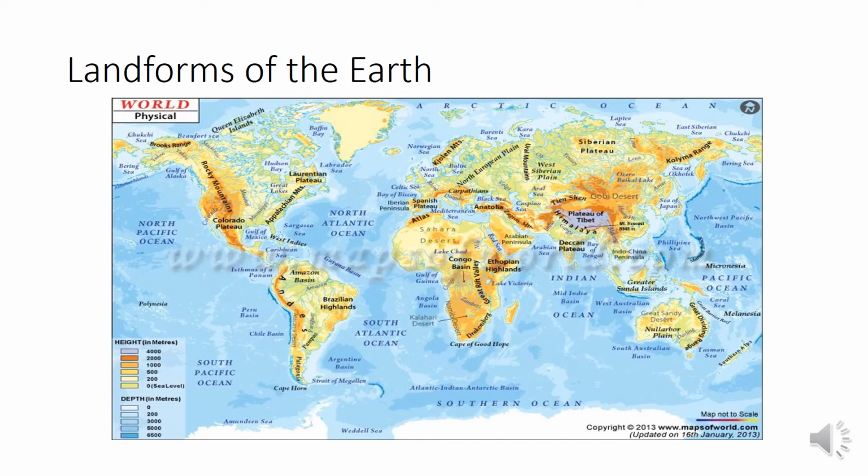Here you can see a look at the major mountains of the world. Let's go to America. North America. You have the Rocky Mountains, the Appalachian Mountains. Let's go to South America. You have the Andes Mountains. Let's go to Africa. You have the Atlas Mountains, the Drakensberg. Then in Europe you have the Carpathians and Ural Mountains, the Himalayas and so on.